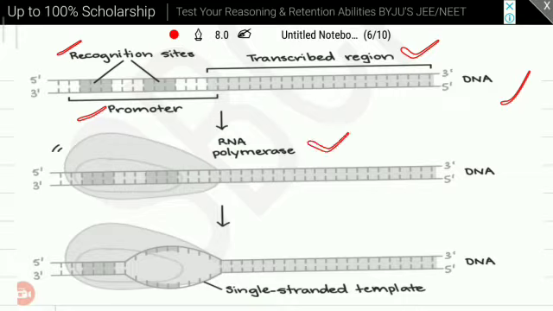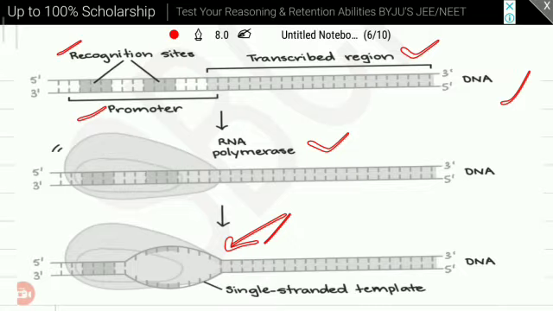Once the RNA polymerase recognizes the recognition sites, it comes and binds on the promoter site. Once it binds, see, a bubble is formed here. Have you seen this? A bubble is formed. Two single strands are formed. The bonds between these two strands are broken down. Now two single stranded templates are formed. With that we come to the end of the first phase, that is initiation.